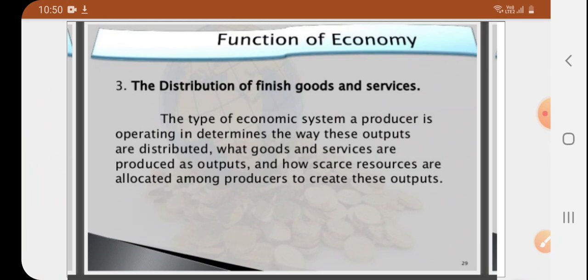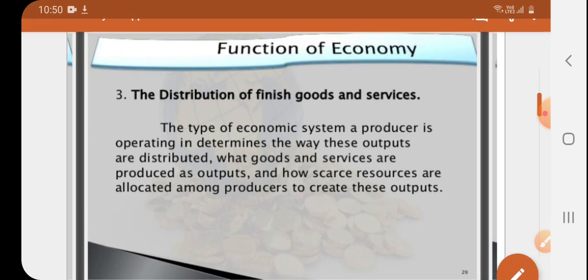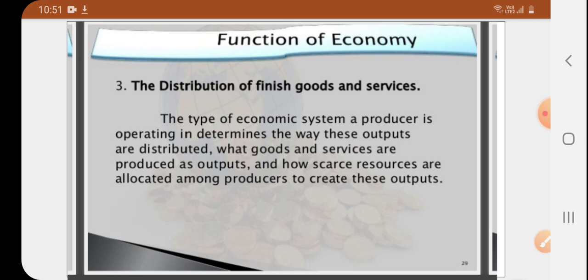Number three, the distribution of finished goods and services. The finished goods and services are to be distributed through channels. The type of economic system a producer is operating in determines the way these outputs are distributed, what goods and services are produced as outputs, and how scarce resources are allocated among the producers to create these outputs. So everything is involved with the distribution of final goods, the finished goods and services. So this is another function of economy, which decides how the final output comes about in a better way through the utilization of scarce resources.